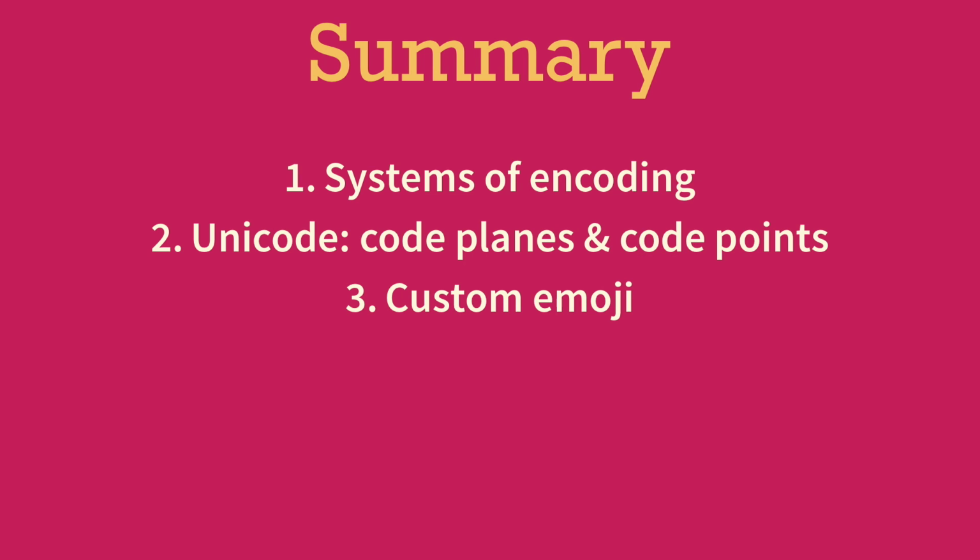To summarize, we talked about systems of encoding. We defined encoding as a structured way to represent and store text. We talked about some specific examples of encoding, like Morse code, ASL, and ASCII, and then we specifically talked about the Unicode system of encoding, which was meant to unify all these disparate systems. We talked about code planes, which are blocks within the range of Unicode numbers, and code points, which are individual sections inside of those code planes that represent certain characters. And then finally, we talked about custom emoji and using essentially a font to add custom emoji to your app and make them as big or as small as you want.